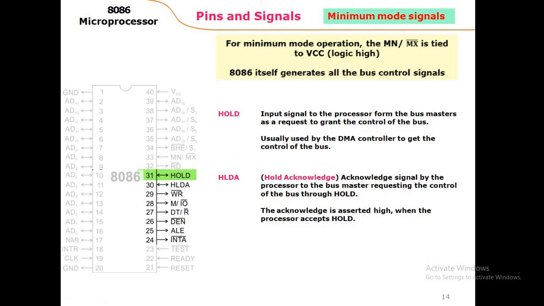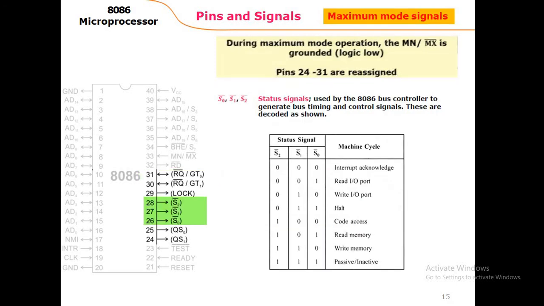Next is HOLD and HLDA, hold and hold acknowledge. They are used for DMA controllers. When a DMA controller wants to access the system bus of the processor, it will send the hold signal, and if the processor is ready to give access to the system bus, then it will send the acknowledge signal, that is HLDA.